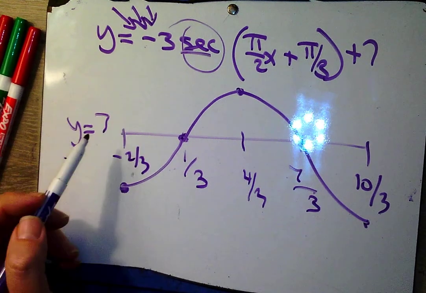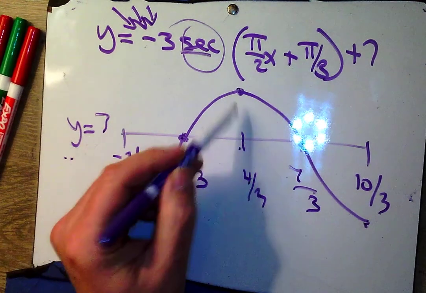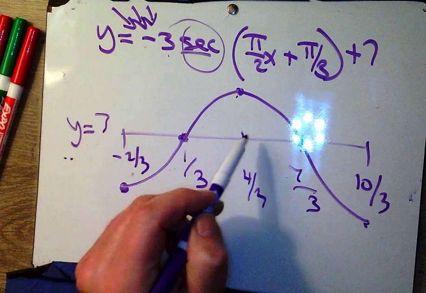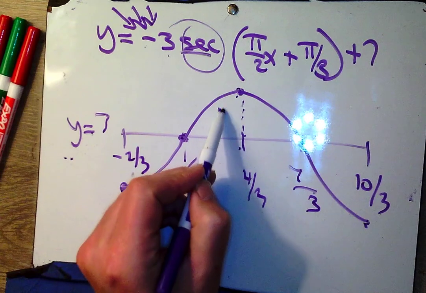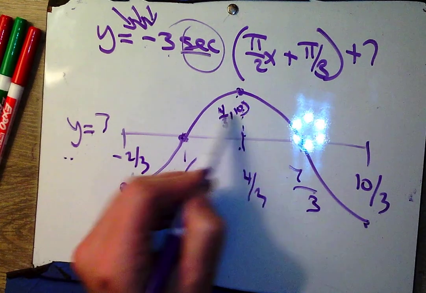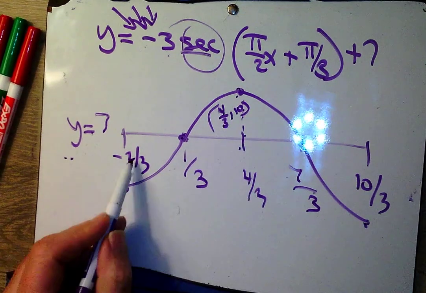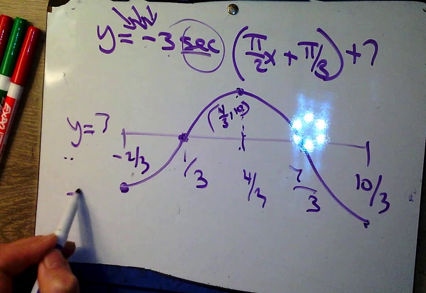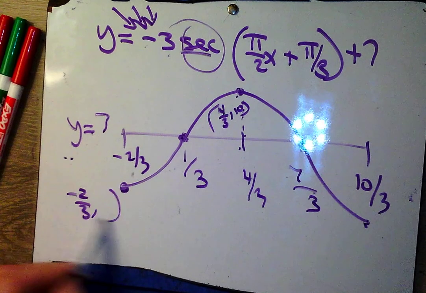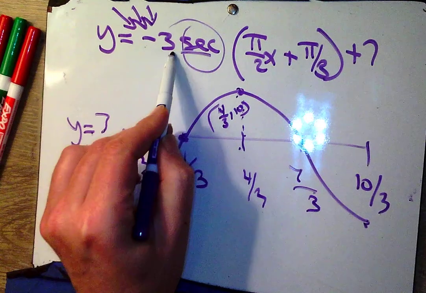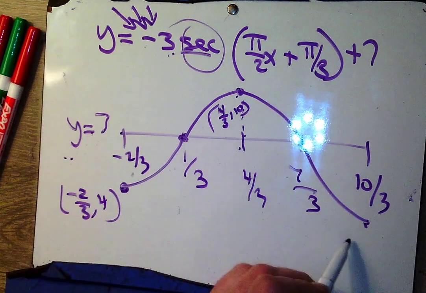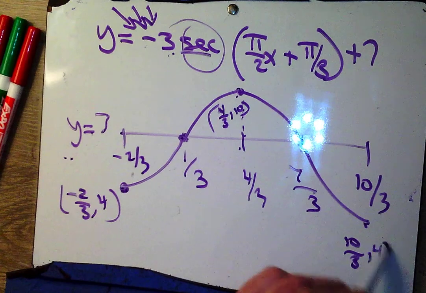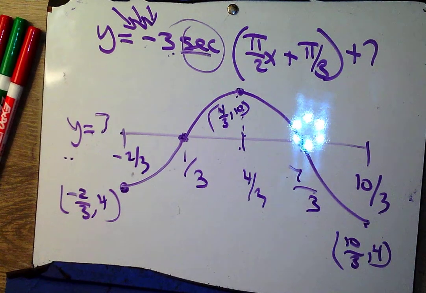I've labeled the sinusoidal axis, and I know that the amplitude is 3. So 7 plus 3 gives me 10 here. 4/3, 10. And here at -2/3, comma, this is 7. Our amplitude is 3, so 7 minus 3 brings me to 4. And here we have 10/3, 4 as well. And there's the wonderful negative cosine version.